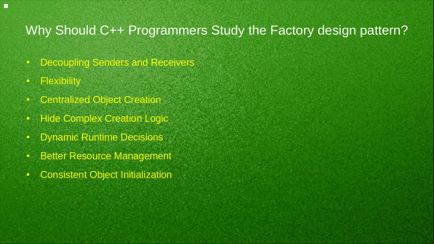Consistent object initialization. If there are mandatory post-construction steps for an object, e.g. setting certain fields, initializing resources, a factory method ensures these steps are always executed, guaranteeing a consistent state for each created object. In summary, for C++ developers, understanding the factory design pattern provides a powerful means to abstract away the complexity and intricacies of object creation, resulting in cleaner, more maintainable and scalable code.